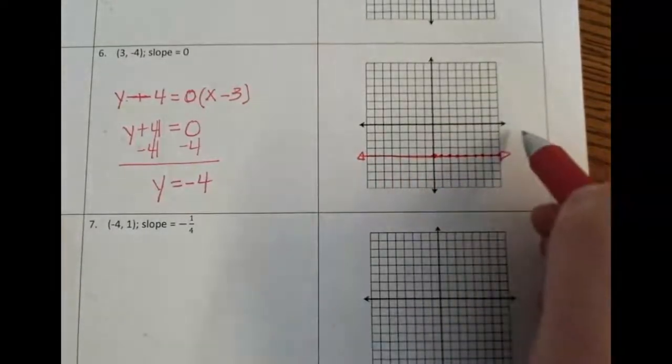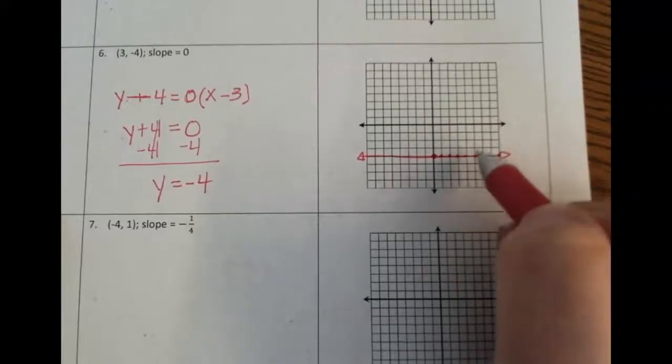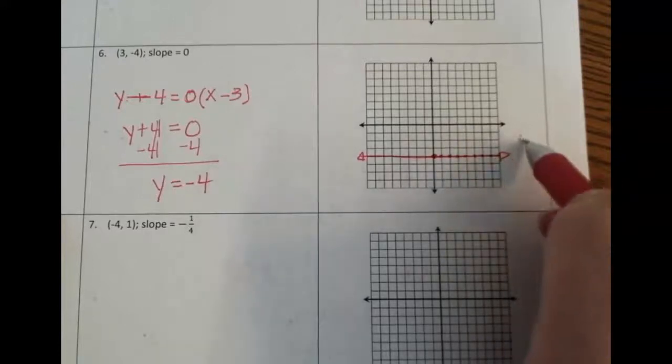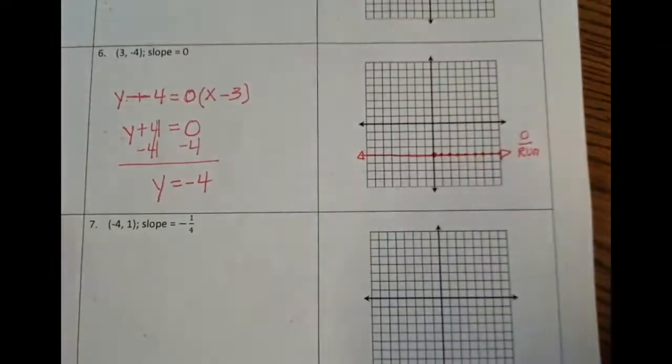So we did 0 rising. We didn't go up or down at all. So 0 rise over lots of run. So that's a 0 slope line.